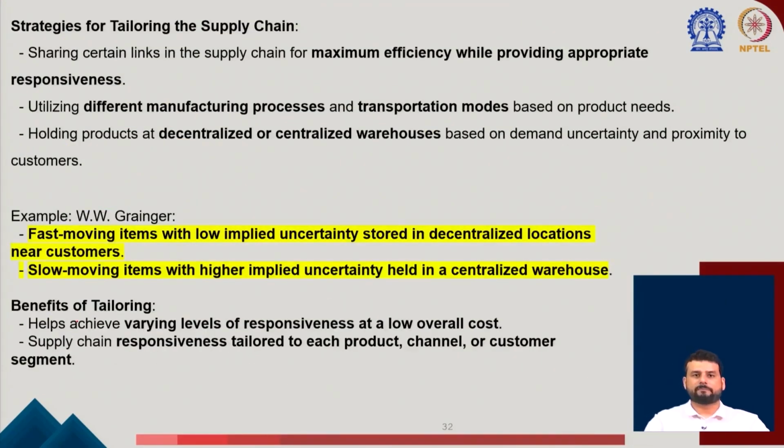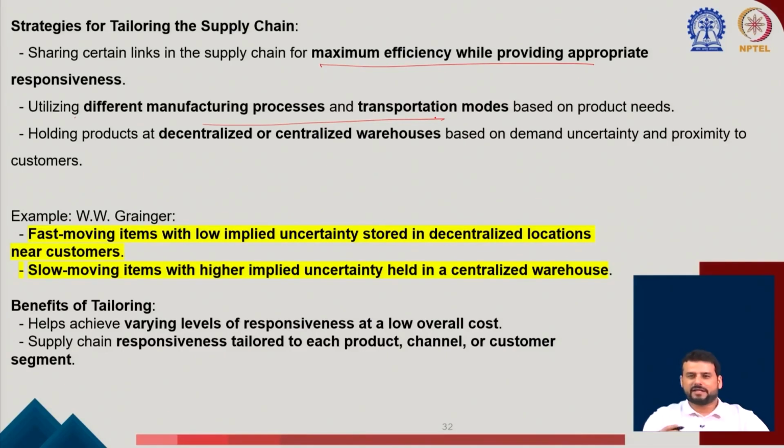Strategies for tailoring the supply chain. That means maximum efficiency, and then utilizing different manufacturing processes and transportation modes. If you are saying fast delivery, you can ship through drone or through air. If you are saying sustainable delivery, you can transport through ship. If you are saying cost efficient delivery, you can go through ship or through road or through train, right?